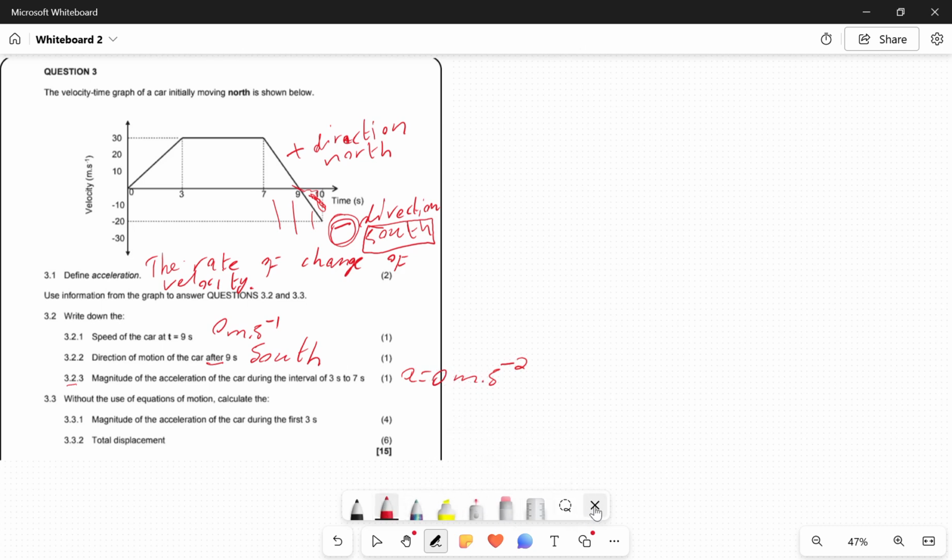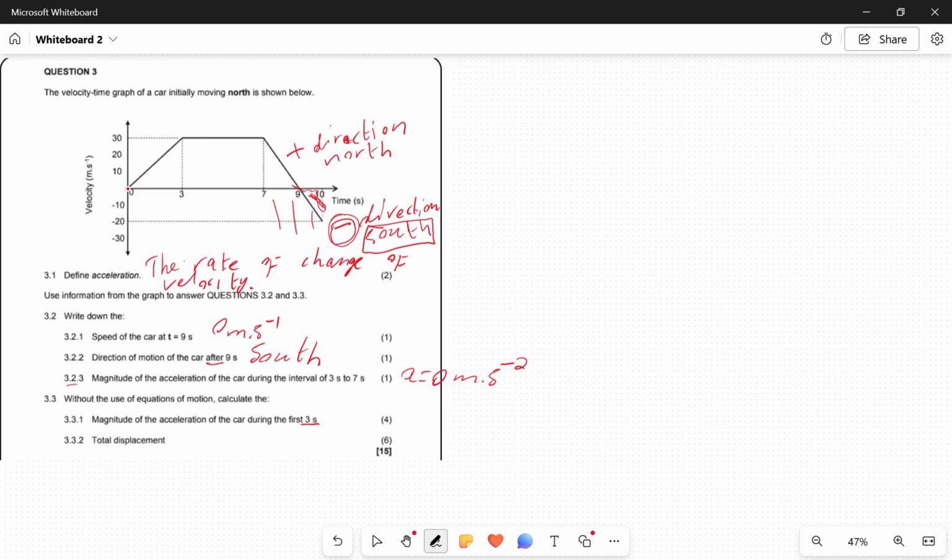Now let's move on to another question. 3.3 says, without the use of equations of motion, calculate the magnitude of the acceleration of the car during the first 3 seconds. Okay, let's check where we are finding this. This is the straight line that we have, and on the straight line we are supposed to find the acceleration. How are we finding the acceleration? We will use gradient.